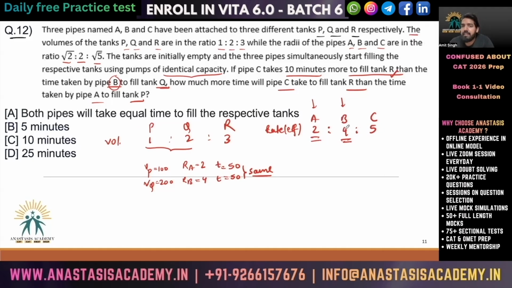And it is given that if B takes, let's say, T time to fill this tank, then C takes T plus 10. Also, we have established that A and B take equal number of hours to fill the respective tanks. So time taken by A would be T units only. So how much more time will pipe C take to fill the tank R than the time taken by pipe A to fill tank P? So that would be, in comparison to A, the same 10 minutes. C would take 10 minutes more, so option C would be the correct answer.